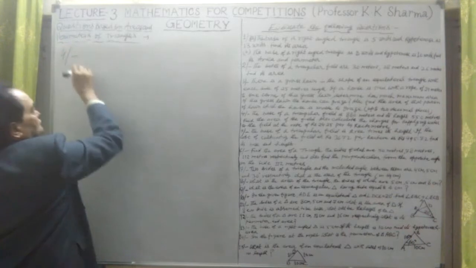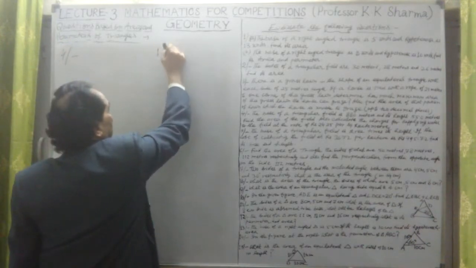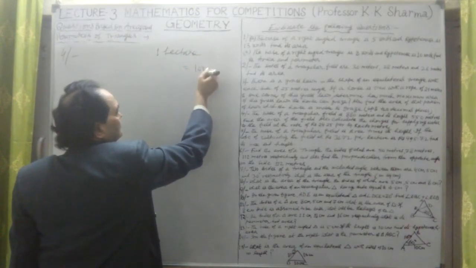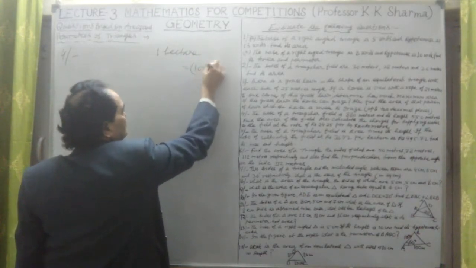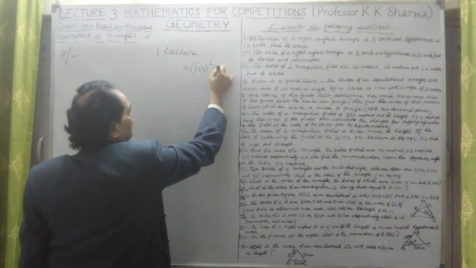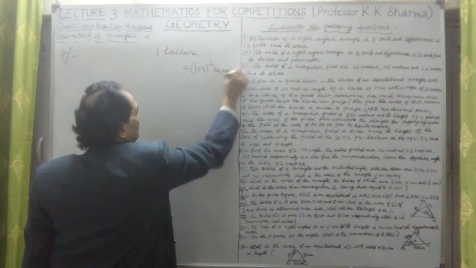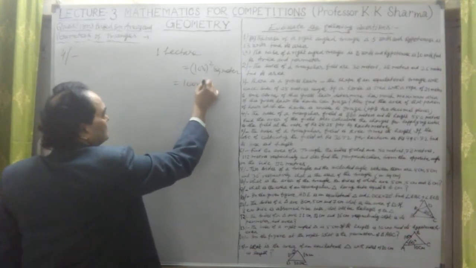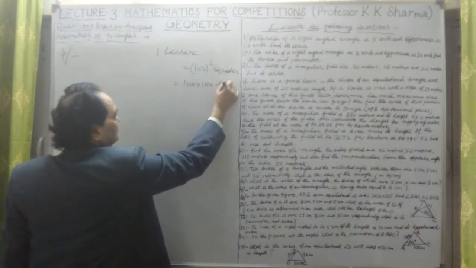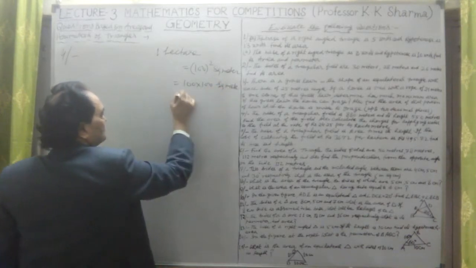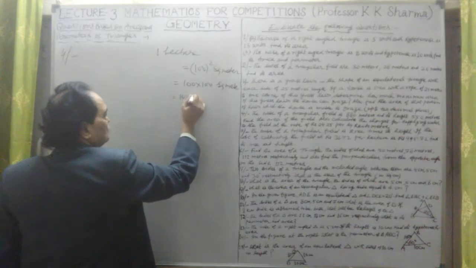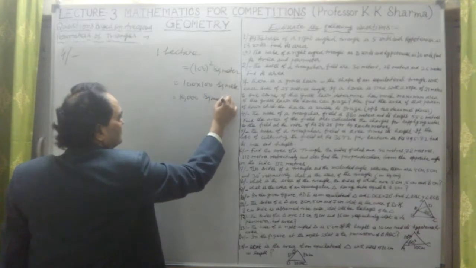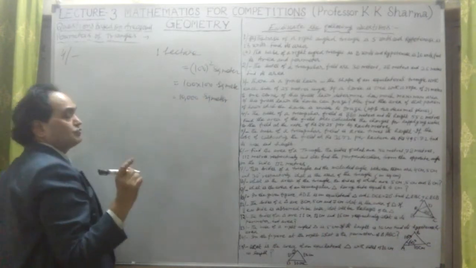Question number 4. Let me write here 1 hectare. This we have to note down. I put there 100 only, but it is 100 square meter. This is 100 into 100 square meter, or this is nothing but 10,000 square meter. So this is the value of 1 hectare.